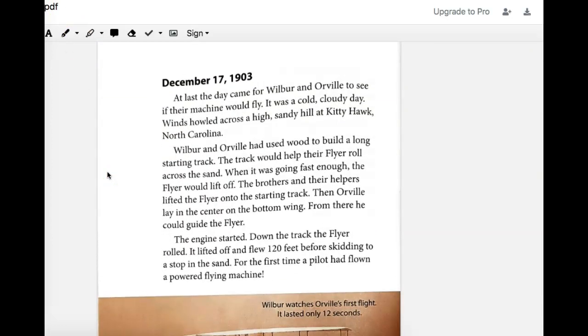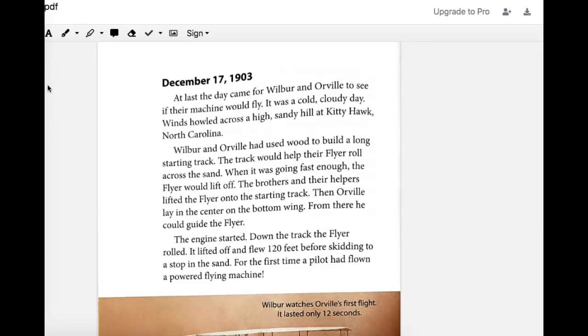All right, let's move on. December 17, 1903. At last the day came for Wilbur and Orville to see if their machine would fly. It was a cold, cloudy day. Winds howled across a high, sandy hill at Kitty Hawk, North Carolina.